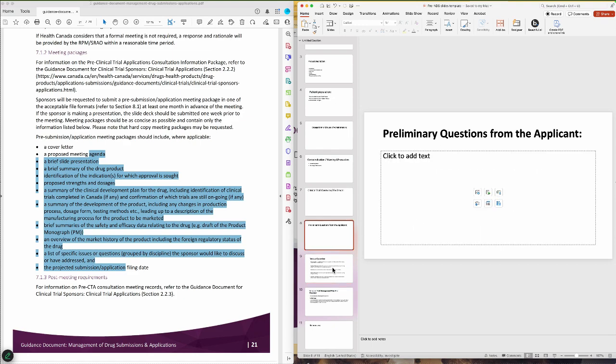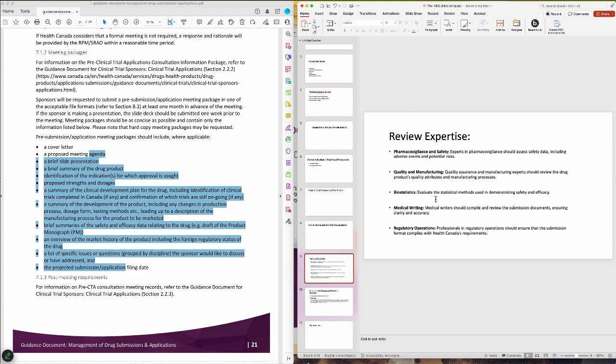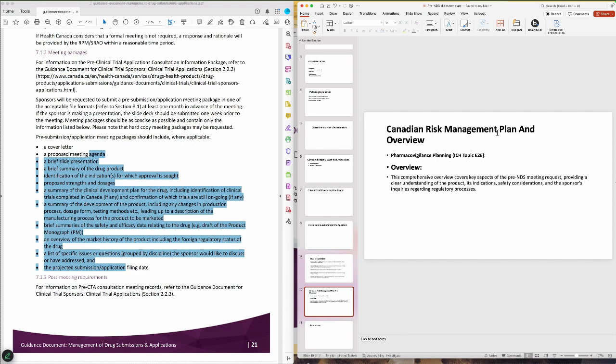So by having the review expertise, Health Canada will see that our company has the people with this expertise, and we are going to ask questions related to this type of expertise, as we can see in the previous slide. I'm going to show you an example of a completed pre-NDS meeting package so that it's going to be more clear for you. Then we are going to continue with the Canadian Risk Management Plan and overview.